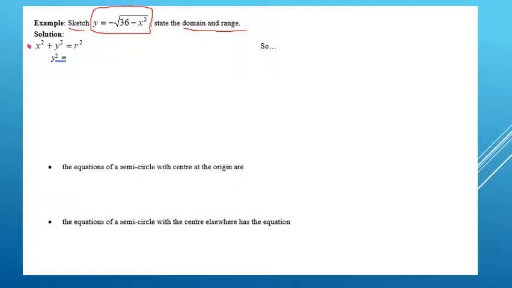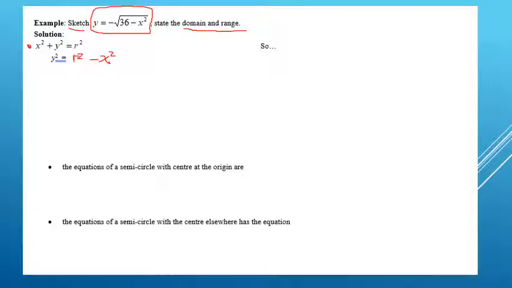a bit of manipulation and change the equation so we make y the subject. So I want to make y the subject of this equation here. The first thing I've got to do is take x squared from both sides. So this becomes y squared equals r squared minus x squared.